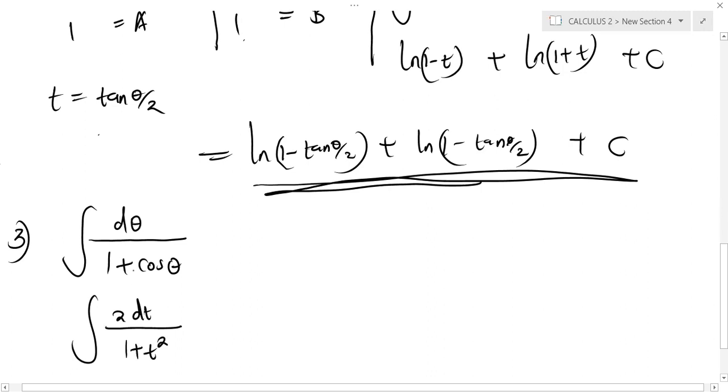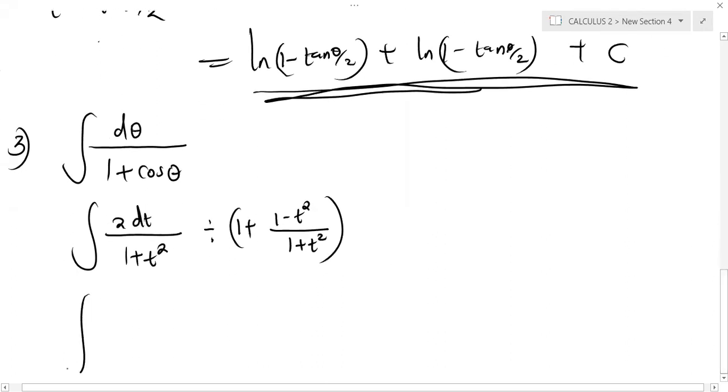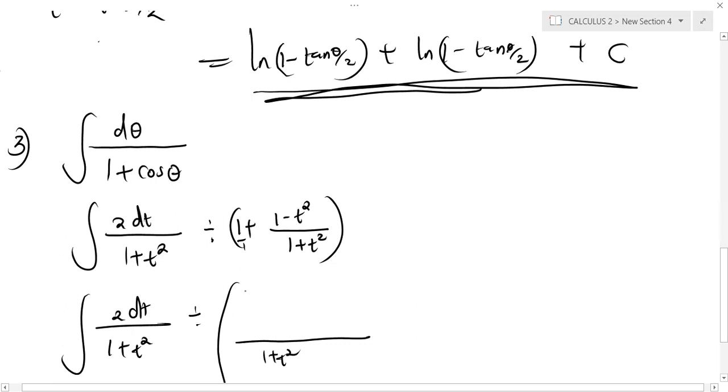We are dividing by this, which is the same as dividing by 1 plus cos theta. What is cos theta? Our cos theta is 1 minus t squared over 1 plus t squared. Okay, fine. Let's put this under the same LCM so that we can write it properly. So we have the integral of 2 dt over 1 plus t squared divided by, putting this under the same LCM, the LCM is 1 plus t squared over 1. So 1 goes here, we have 1 plus t squared, and then 1 plus t goes here, so I have plus 1 minus t squared.